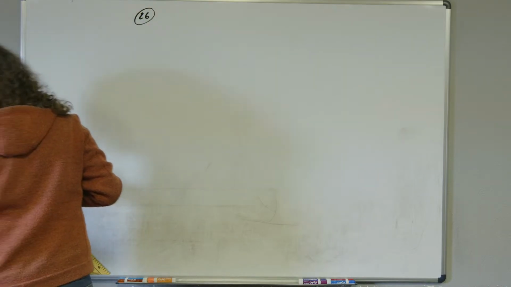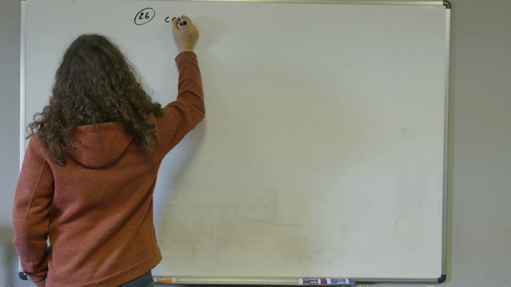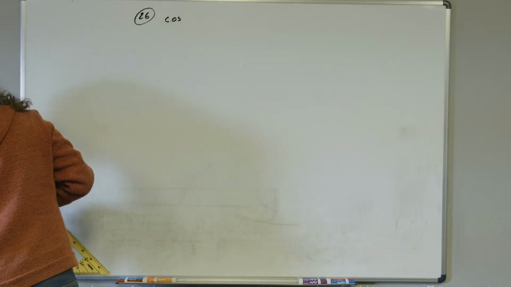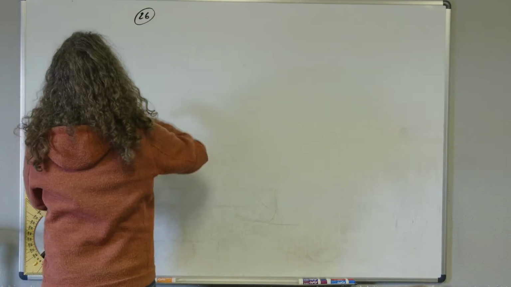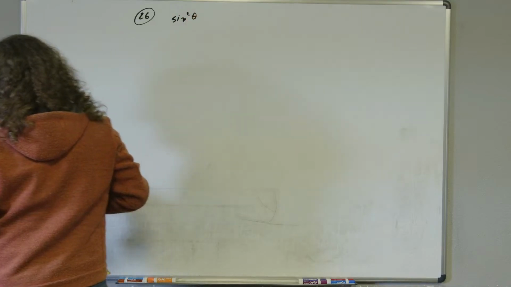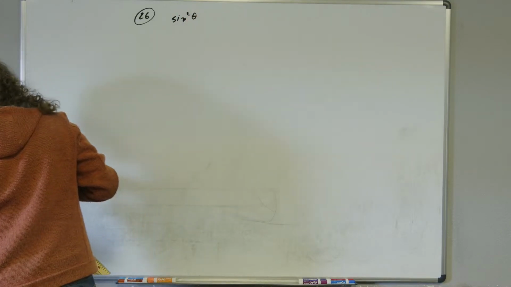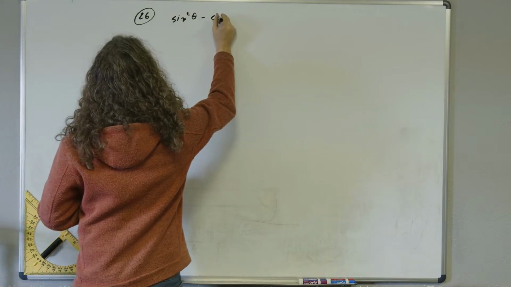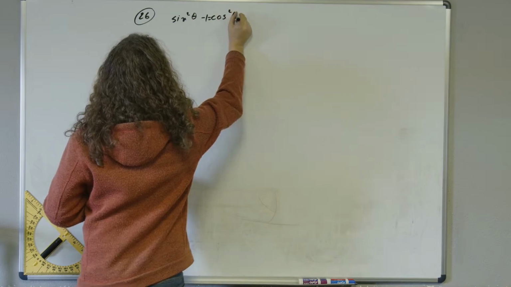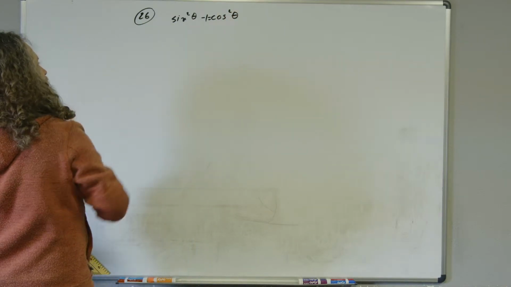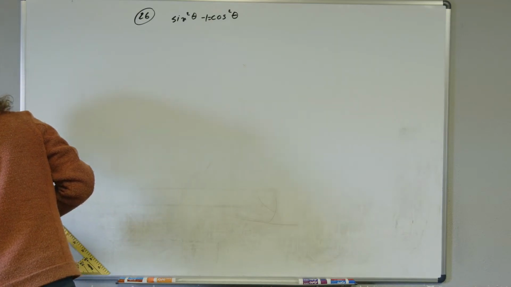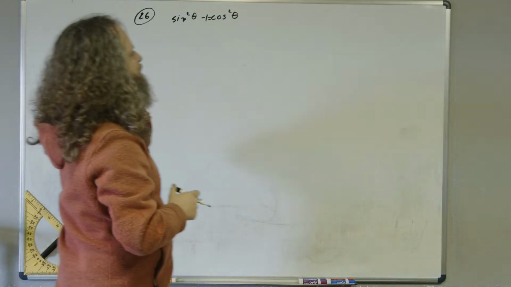26 is cosine squared theta, sine squared theta minus 1. You said 26. Yes, you're reading. Oh, and I'm reading 27. Great. Sine squared theta minus 1 equals... What does it say the answer to this is? Oh, no. Let's solve each equation.